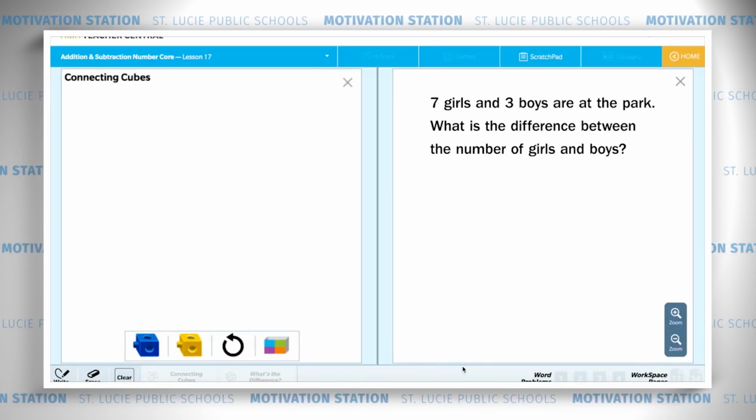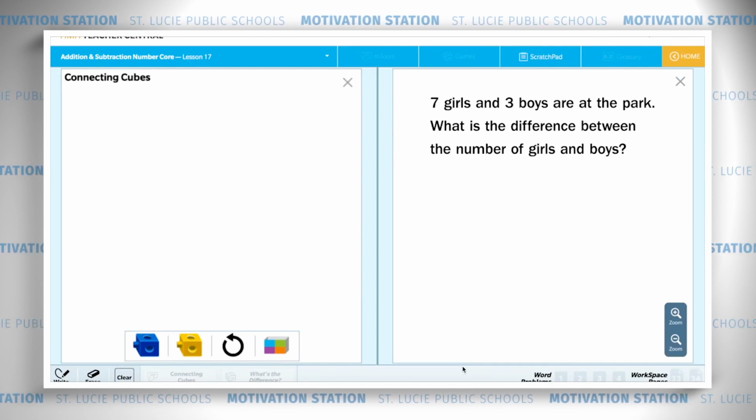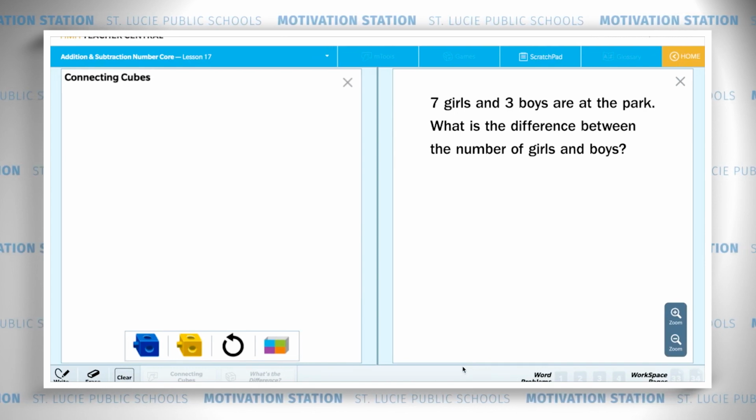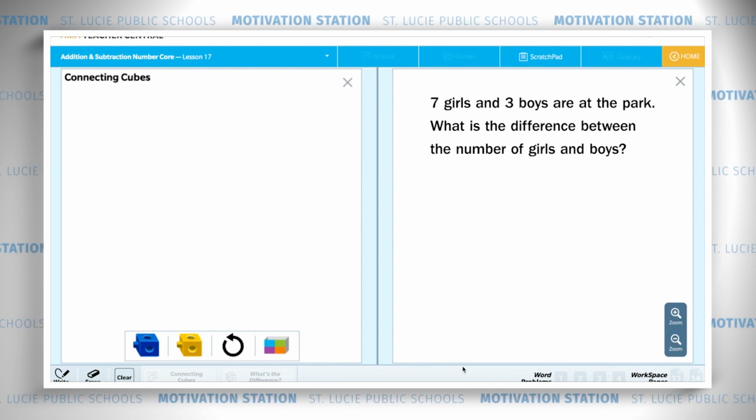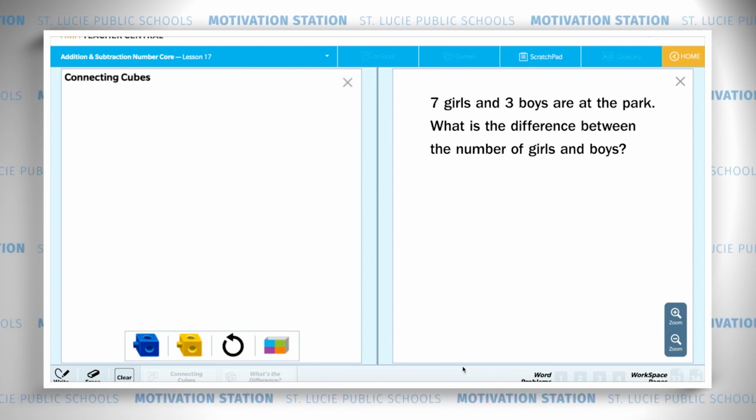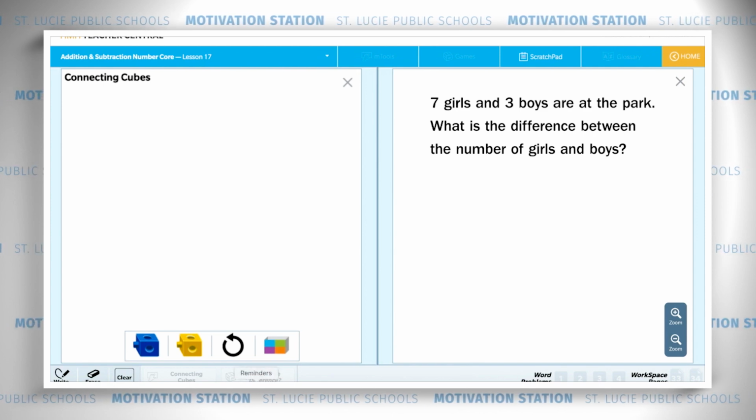This is a comparing problem. It says 7 girls and 3 boys are at the park. What is the difference between the numbers of girls and boys? So we're going to make 2 cube trains, one with 7 cubes for the girls and one with 3 cubes for the boys.